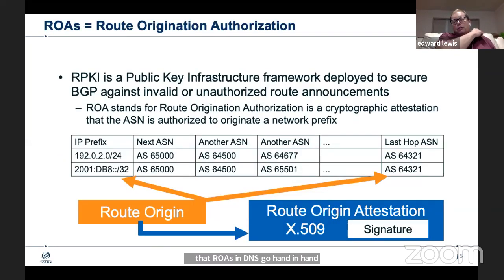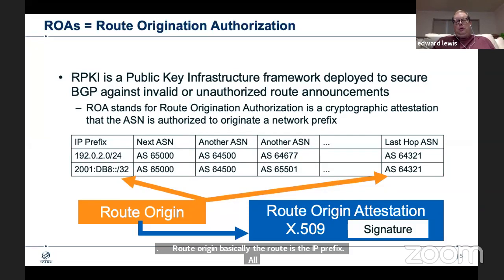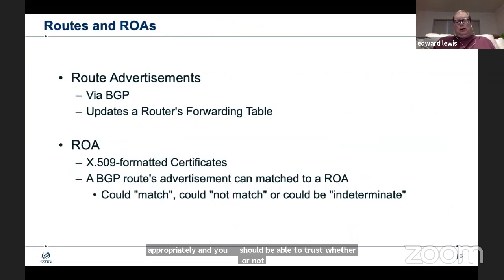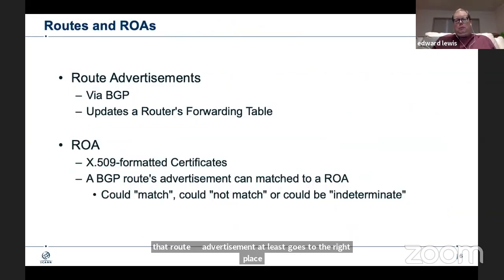Now, ROAs in a nutshell are this thing called the route origin, assigning the route origin information. Route origin basically says the route is the IP prefix, all of the addresses in this area follow me, and where you end up is the last hop, the AS number in a BGP route. You take those 2 pieces, they're the route origin, and you sign it appropriately, and you should be able to trust whether or not that route advertisement at least goes to the right place. And that's kind of what this slide says here. I'm going to skip some of the slides here because they're repeating what I'm saying over the graphics.